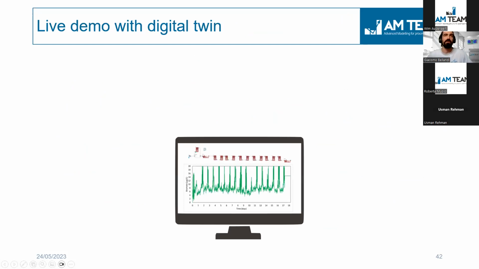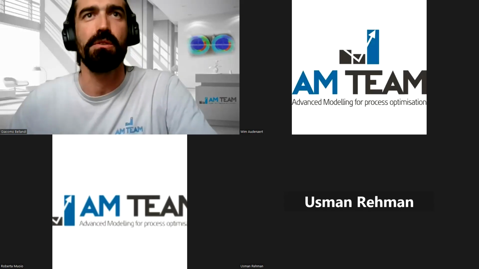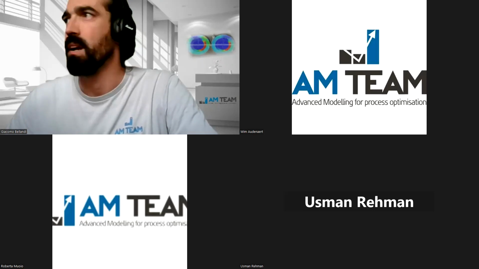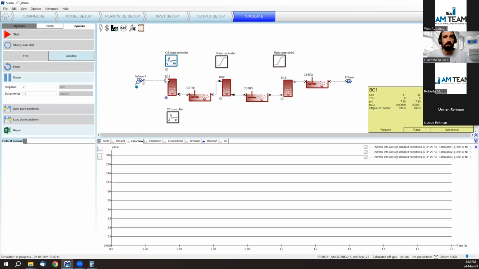Now, I will take over control of the screen, share my screen, and guide you to a live demo. What you can see here is a drinking water installation in which an effluent is flowing through bubble column 1, then bubble column 2, and the final bubble column 3. In this installation, we are now injecting a fixed 1 milligram per liter dose into the water.